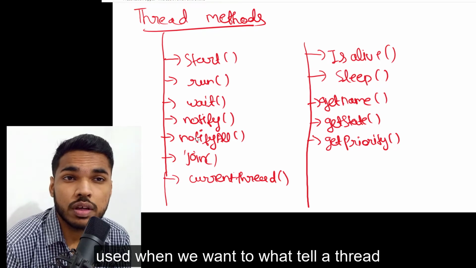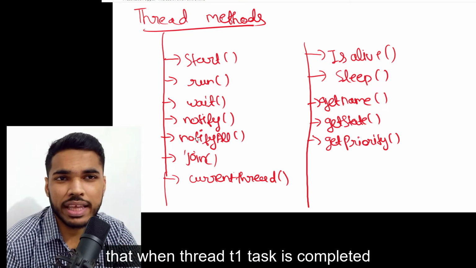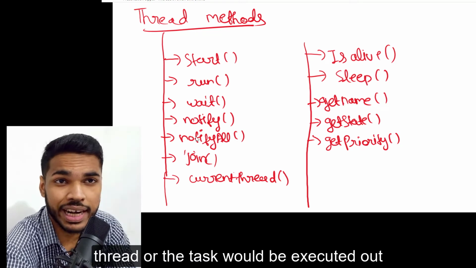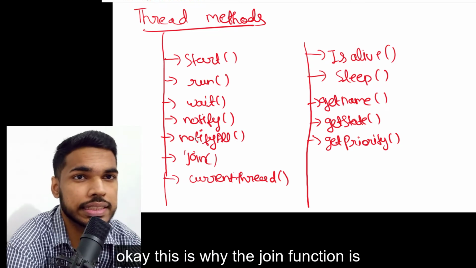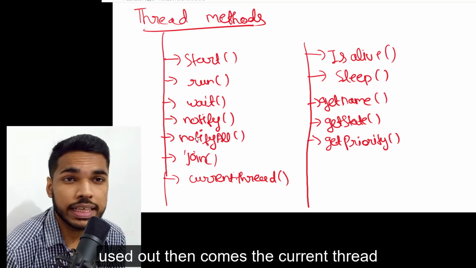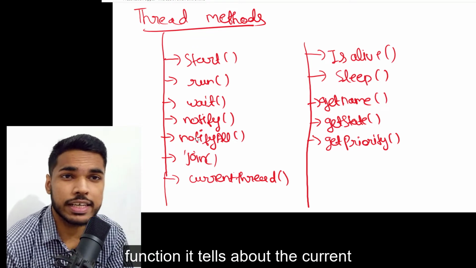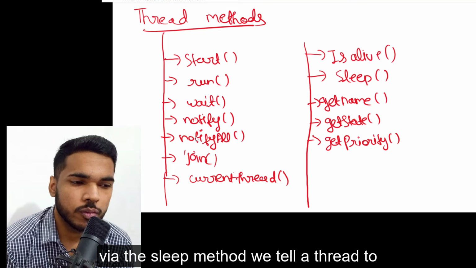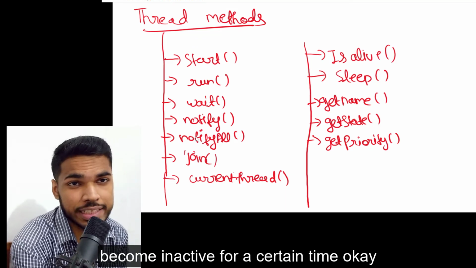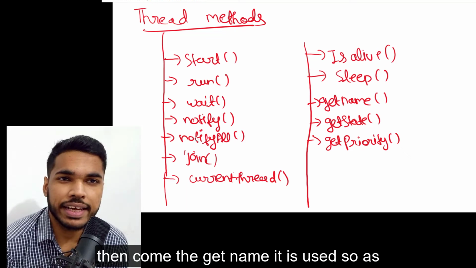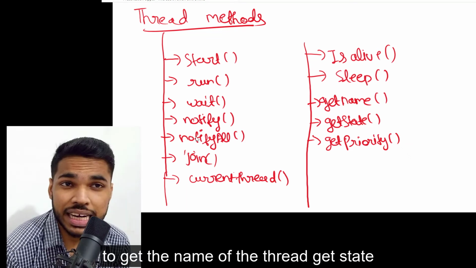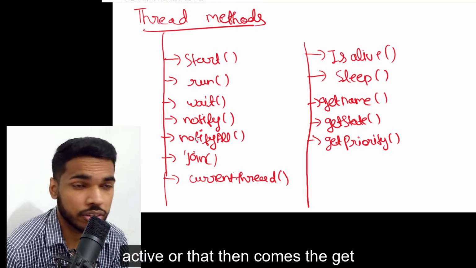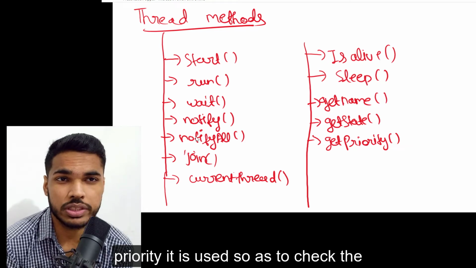The join method is used when we want to tell a thread that when thread T1's task is completed, that is, it is dead, then only the further thread or task would be executed. This is why the join function is used. Then comes the currentThread function. It tells about the current thread in which you are working. isAlive tells whether the thread is alive. With the sleep method, we tell the thread to become inactive for a certain time. Then comes getName, which is used to get the name of the thread. getState is used to check the status of the thread, whether it is active, inactive or dead. Then comes getPriority, which is used to check the priority.